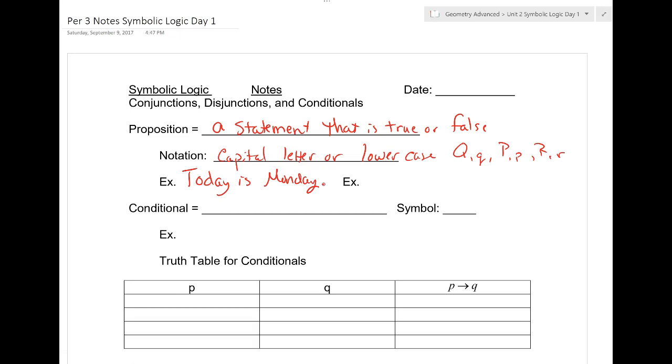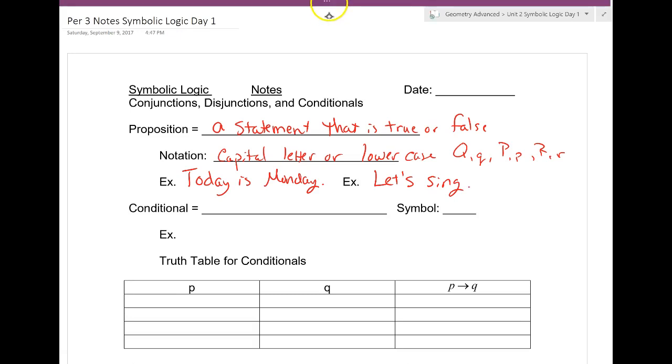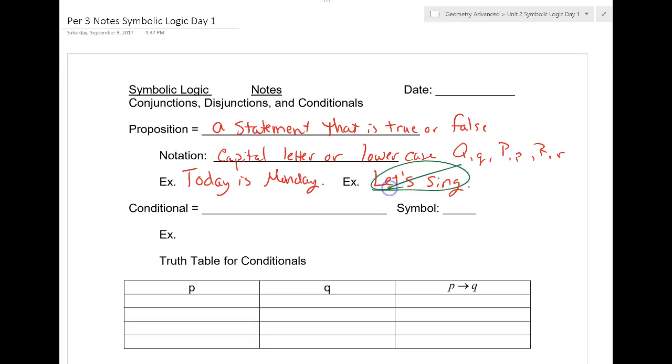But how about this one? Let's sing. I love singing. I'm bad at it though. Let's sing. Is that a proposition? Think about it. Is it one? Can I prove it true or false? No, it's just a command. Not a proposition. It has to be able to be valid or not.